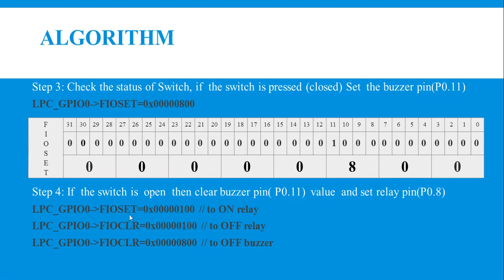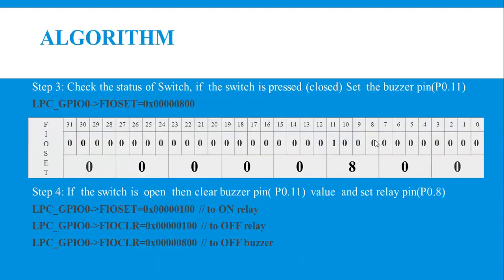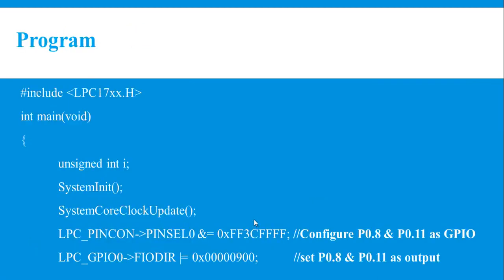0x00000800, and if you want to switch on the relay, which corresponds to the 8th bit position, that means this bit should be 1. If you make this bit 1, then the value is 0x00000100. Again, by using the set or clear register, you can send either logic 1 or logic 0 via the 8th pin. So this is for switching on or off the relay. This is about the algorithm of the program.